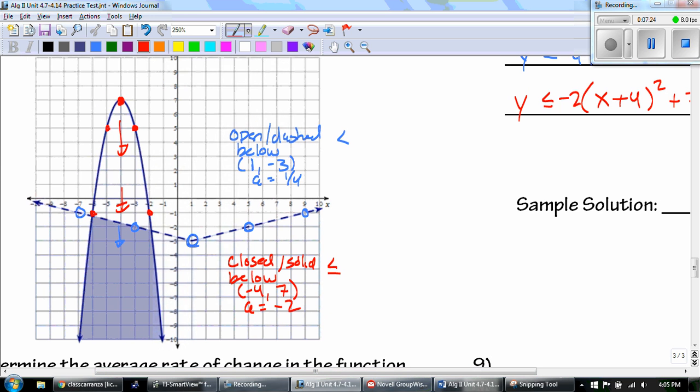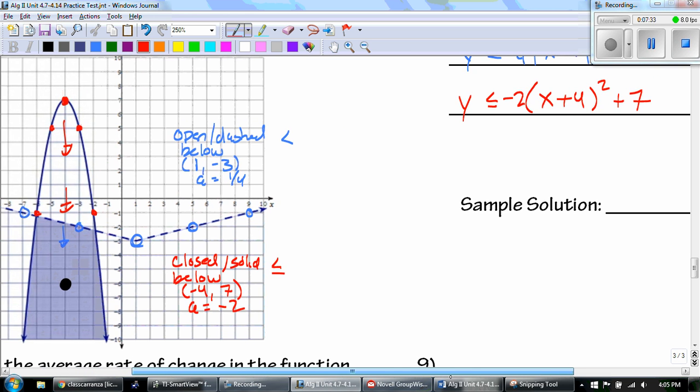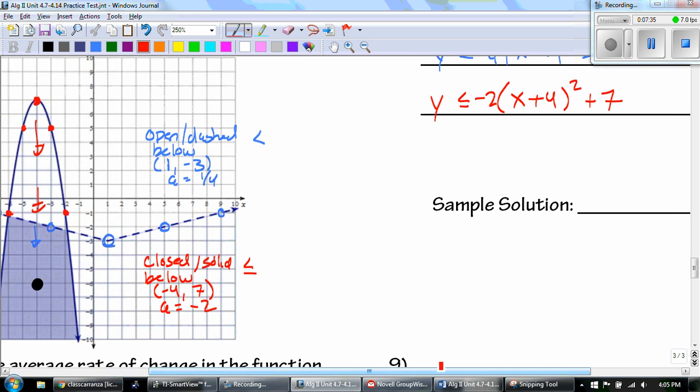And then figuring out a solution, just go somewhere in the shaded area. The point that I chose right there is -4, -6.